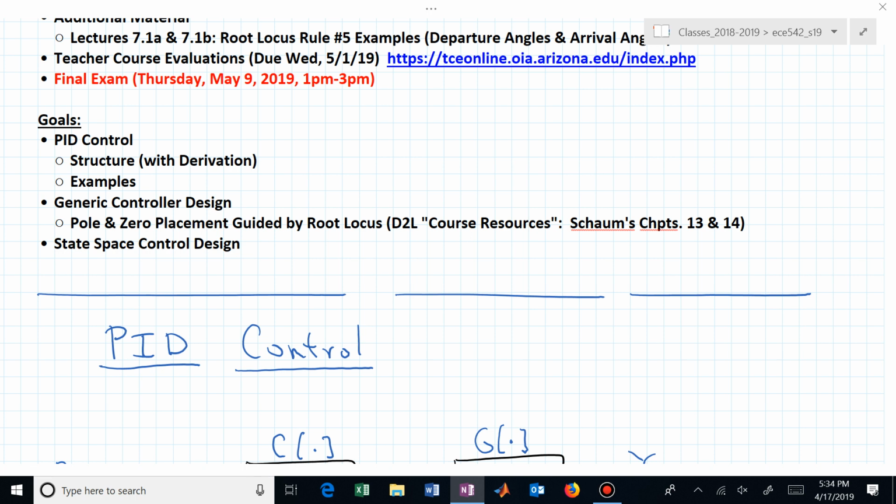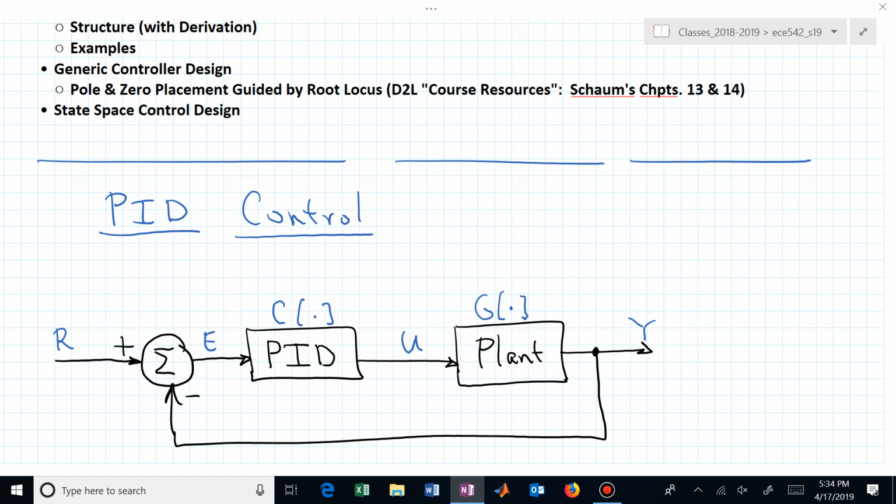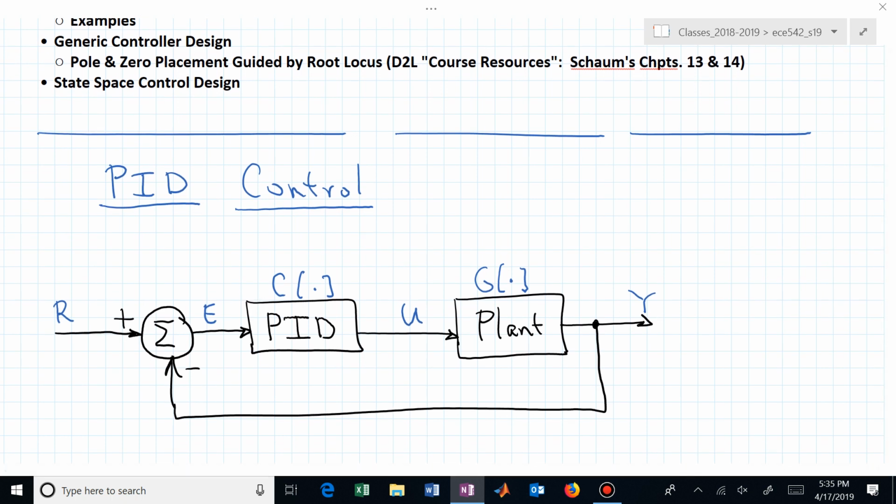relative to generic controller design, and it's somewhat based on understanding the root locus. If you want more information on that, that's in the two chapters in Shams on control, and you can find that in the course resources section of D2L. Then Unit 8 is actually going to be the state space control design. And that will be what homework number 8 is dealing with.